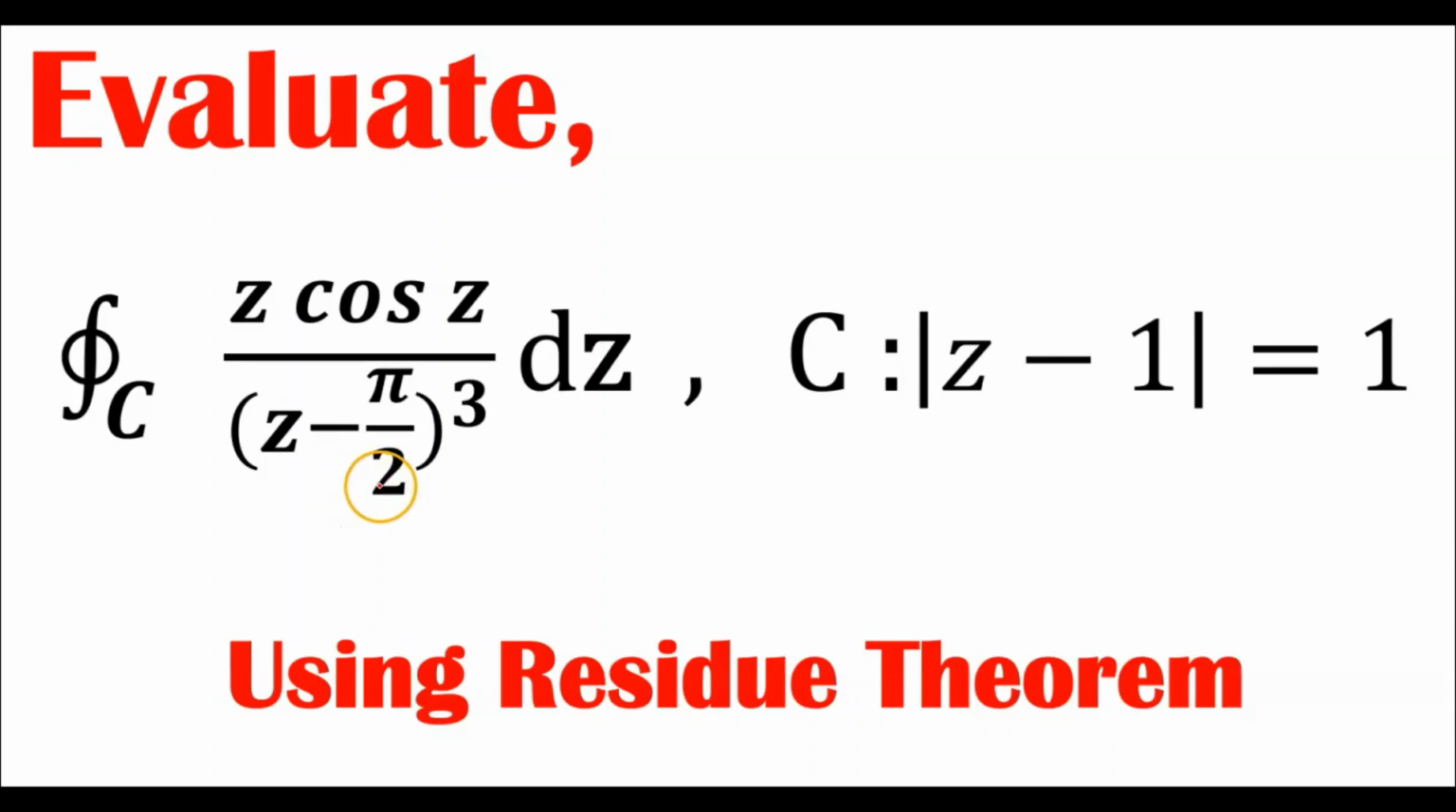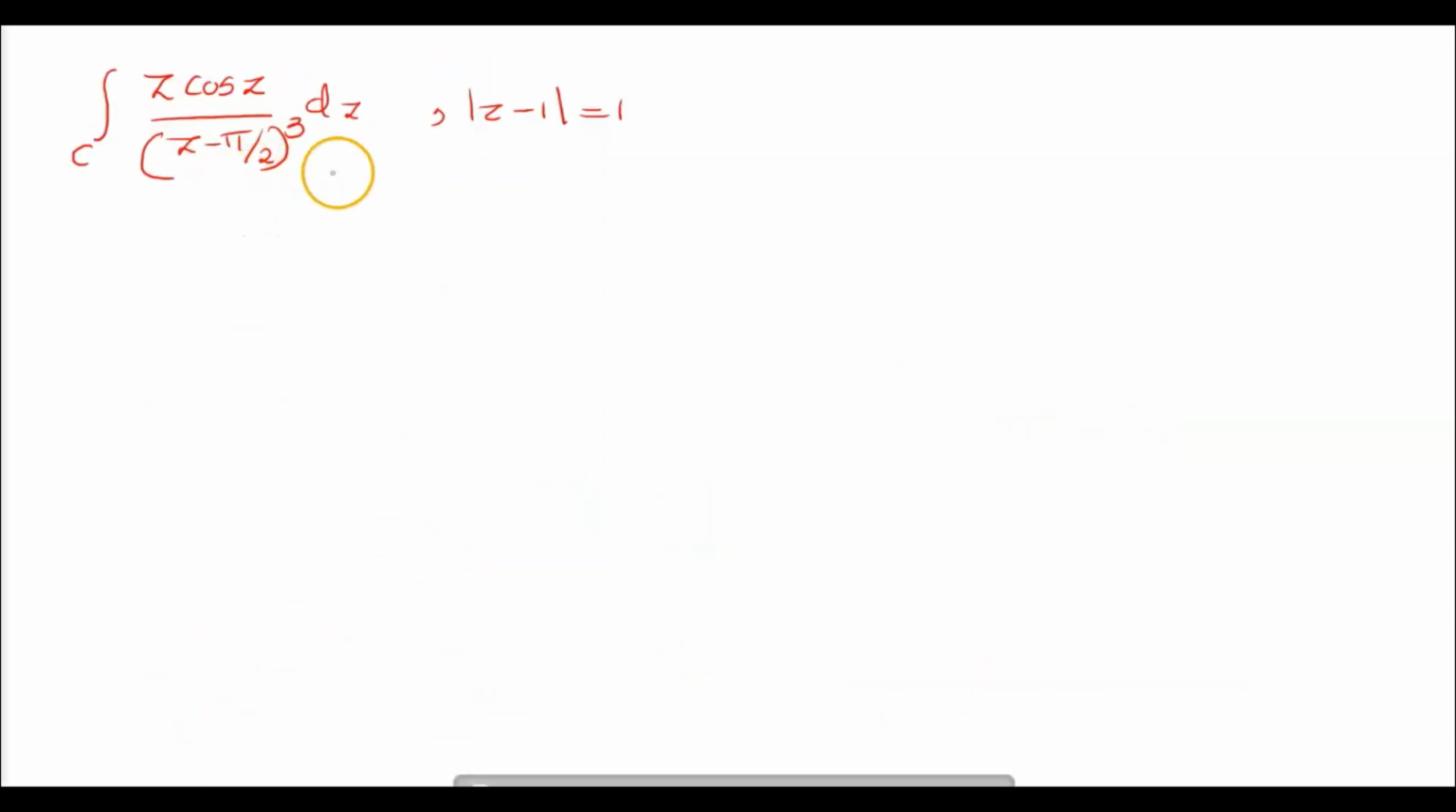Hi, hello, welcome back. Let's evaluate the integral over C of z cos z divided by (z minus pi by 2) whole cube dz, over |z| minus 1 equal to 1, using the residue theorem. Here z equal to pi by 2 is the only singular point of this function. Since z and cos z are analytic functions, z equal to pi by 2 is the only singularity of this function.